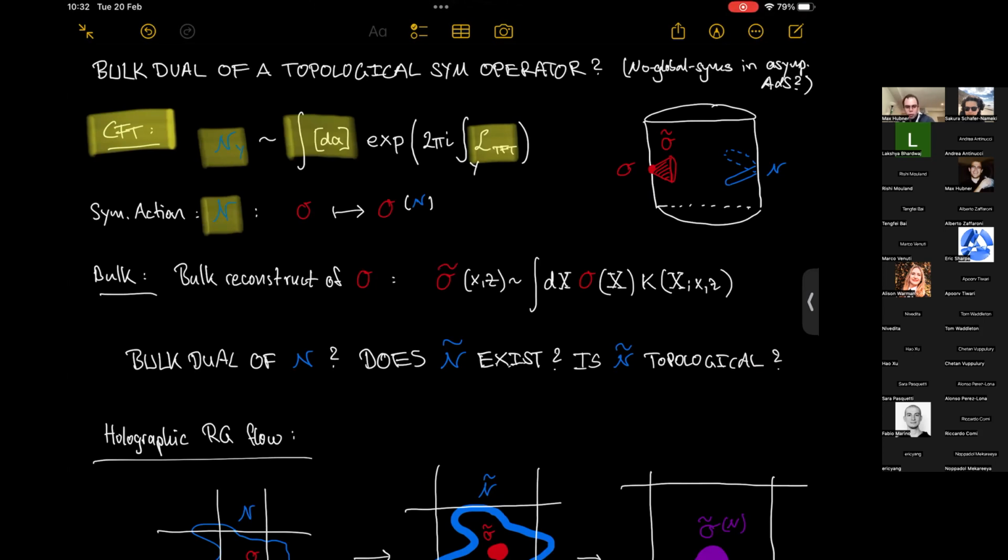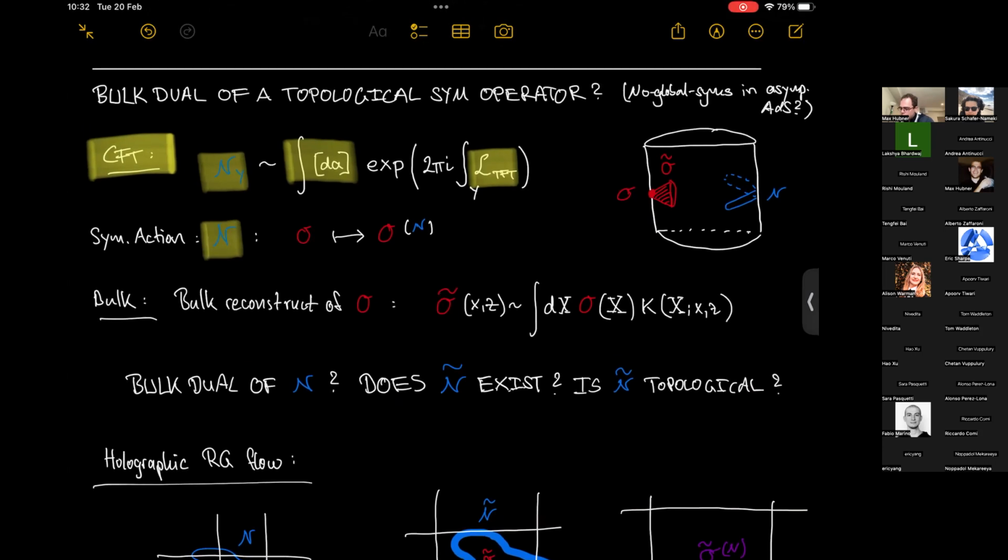Okay, and then what we've just also learned is that in the bulk, we also have the bulk reconstruct O tilde of X comma Z. And this is given by this smearing expression. So these are the pieces of data which I've tried to put into this image up here. On the boundary, we have O, which now need not be point-like. We have N, of the correct dimensionality to link O. And then there is the bulk reconstruct of O tilde.